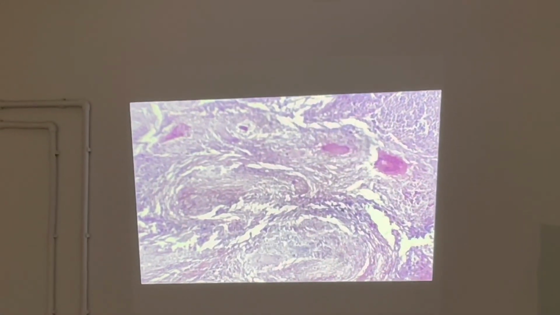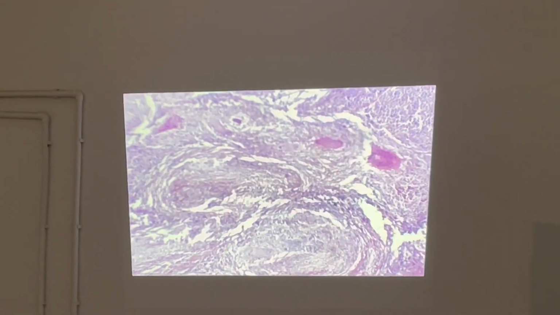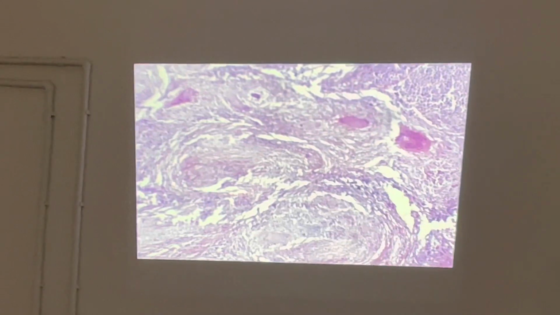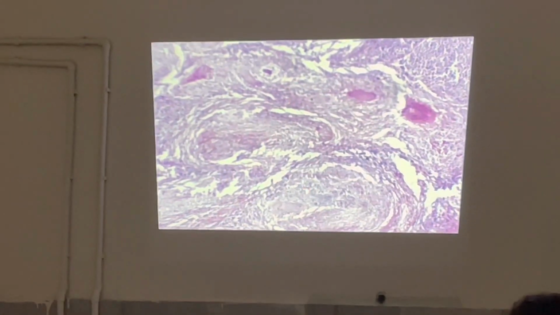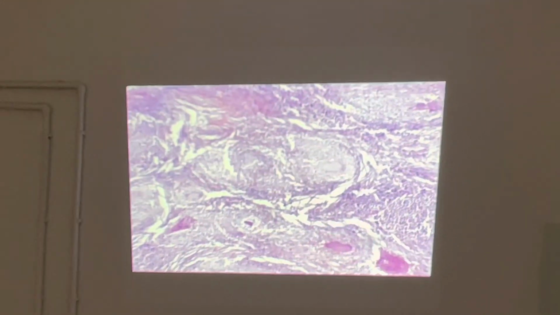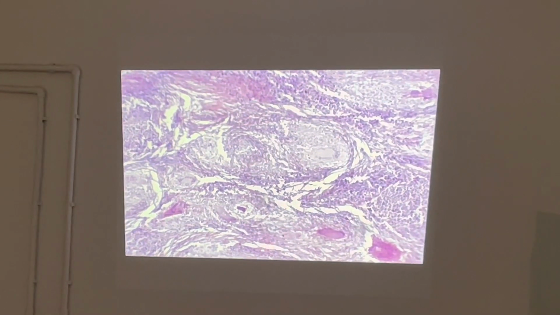Actually, this section is taken from the lymph node. It should contain cortex, paracortex, and medulla, but all the structures are distorted. What about this structure? Again, how do we section the medulla, how do we develop it? What about this structure? These are the nodules.